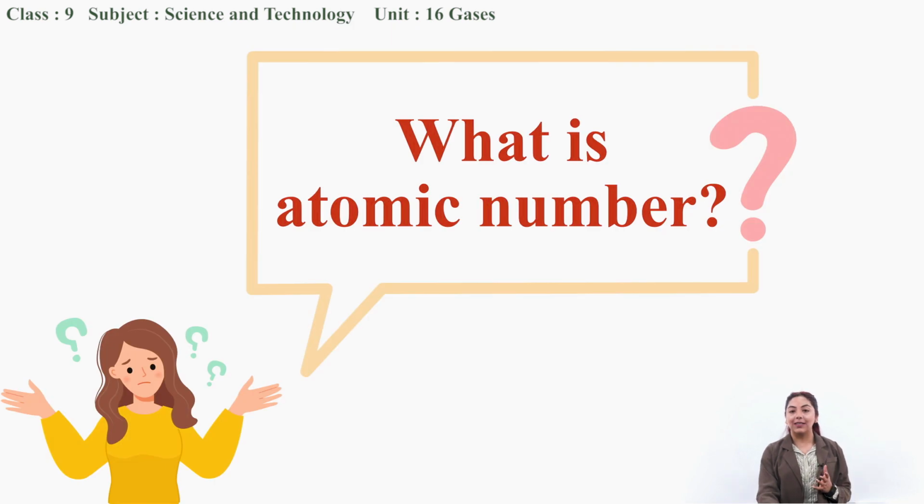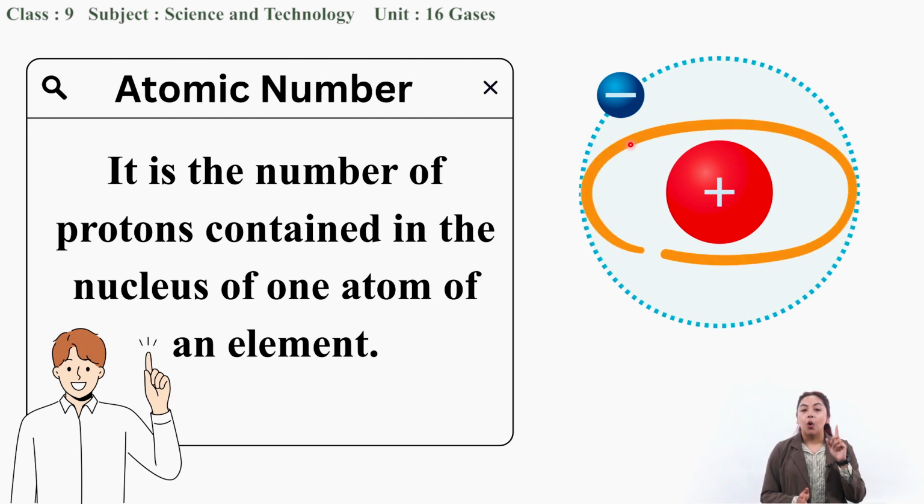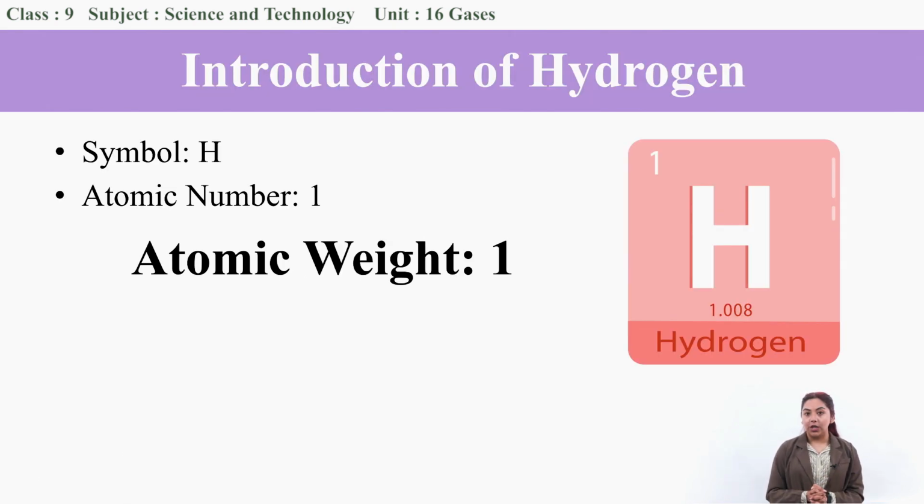So what is an atomic number? Atomic number is the number of protons contained in the nucleus of one atom of an element. In this figure, you can see that this is a single atom of hydrogen, and there is one proton present in the nucleus of one atom of hydrogen. That's why the atomic number of hydrogen is 1. Atomic weight. The atomic weight of hydrogen is also 1.